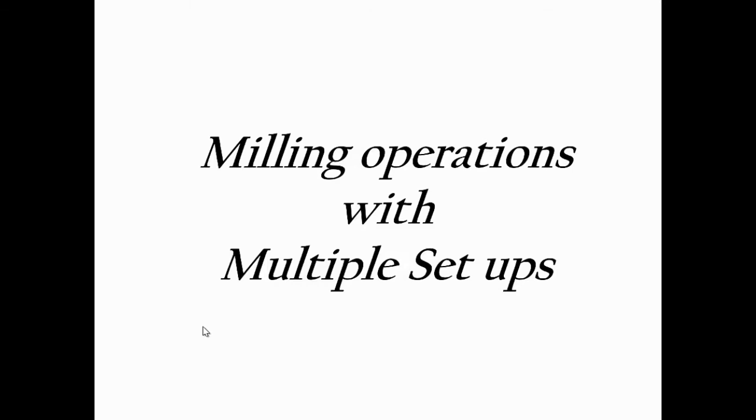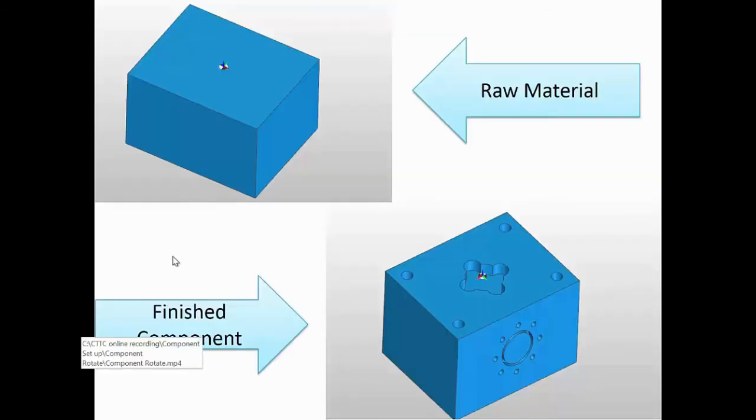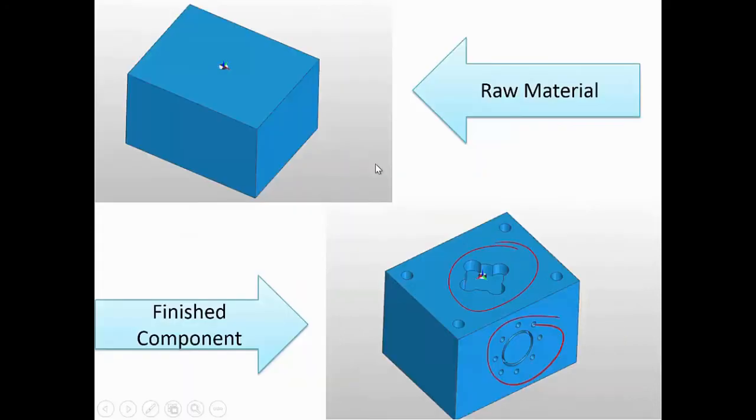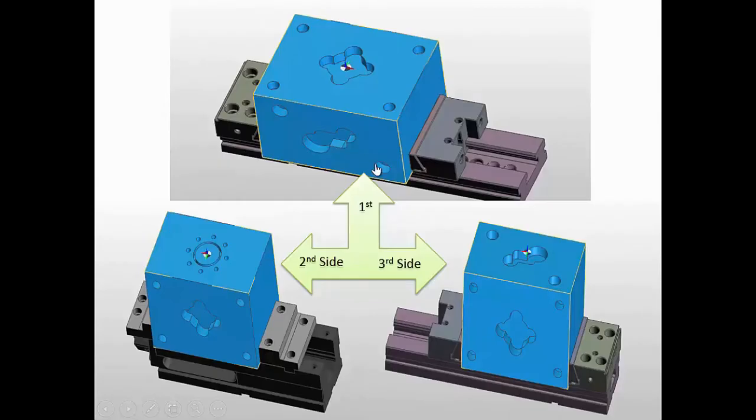Here is another example for your understanding of multiple setups. This is the raw material, like a rectangular or square block, and this is my finished part. On the top you have some operation, here also you have some operation, and on all the other sides you might also have operations. So this is my input and this is my output. When you want to do this type of job, you should see that the first setup is where you can perform all these jobs.